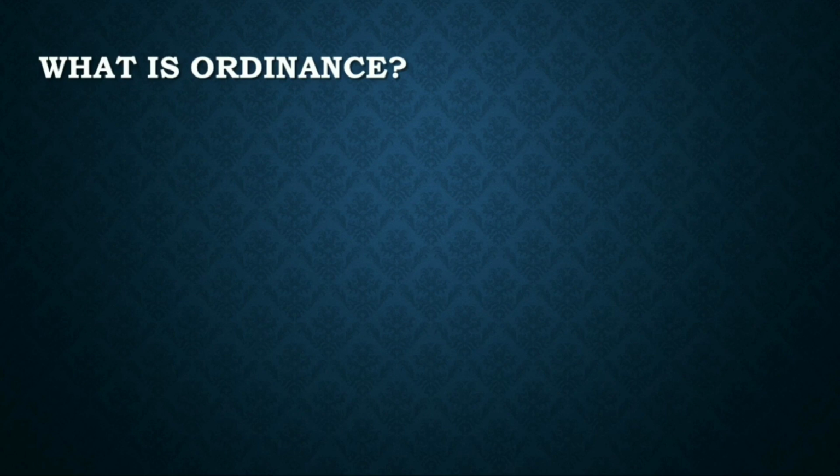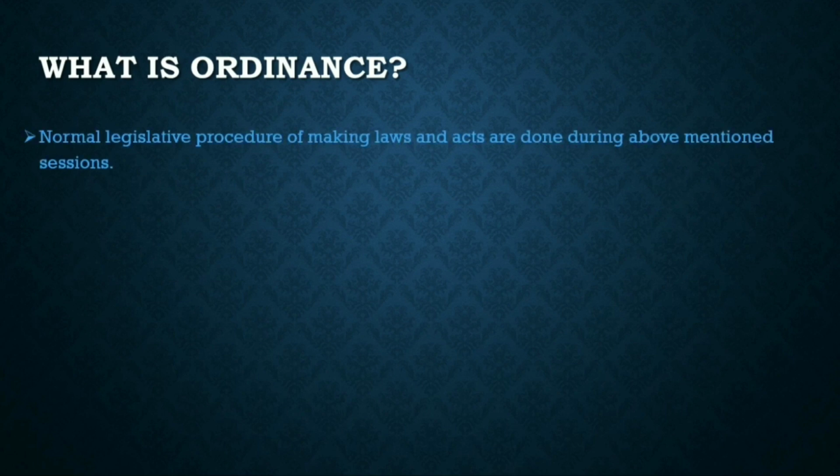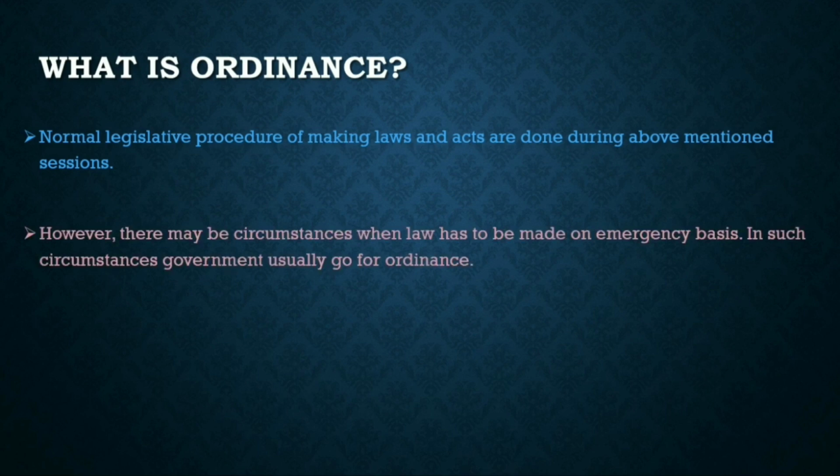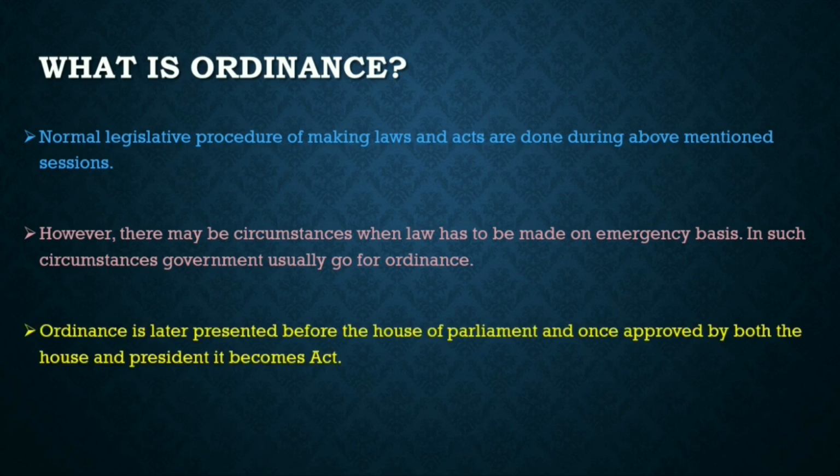Now let's understand what an ordinance is. The normal legislative procedure of making laws and acts is done during the above mentioned sessions. However, there may be circumstances when a law has to be made on an emergency basis. In such circumstances, the government usually goes for an ordinance. The ordinance is later presented before the Houses of the Parliament, and once approved by both Houses, it becomes part of the Act.